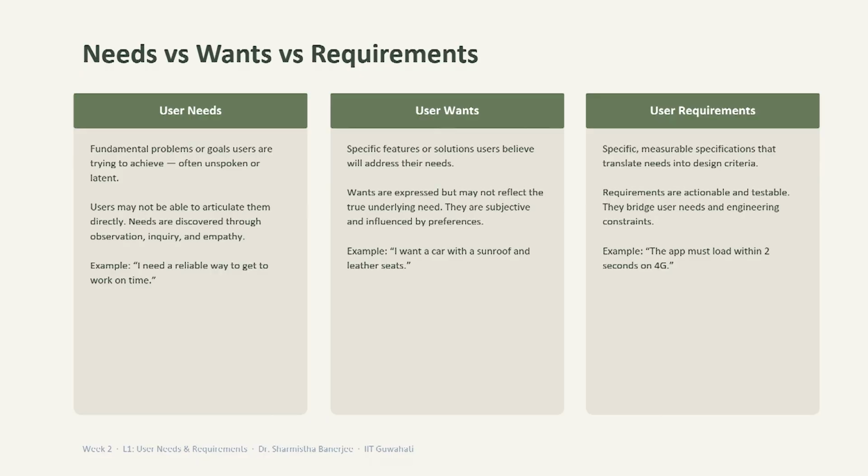Now there is the third part, which is about user requirements. So these are specific, measurable specifications that translate needs into design criteria. So requirements are actionable and testable. They bridge the user needs and the engineering constraints. So for example, the app must load within 2 seconds when I am using a 4G connection. That is a requirement.